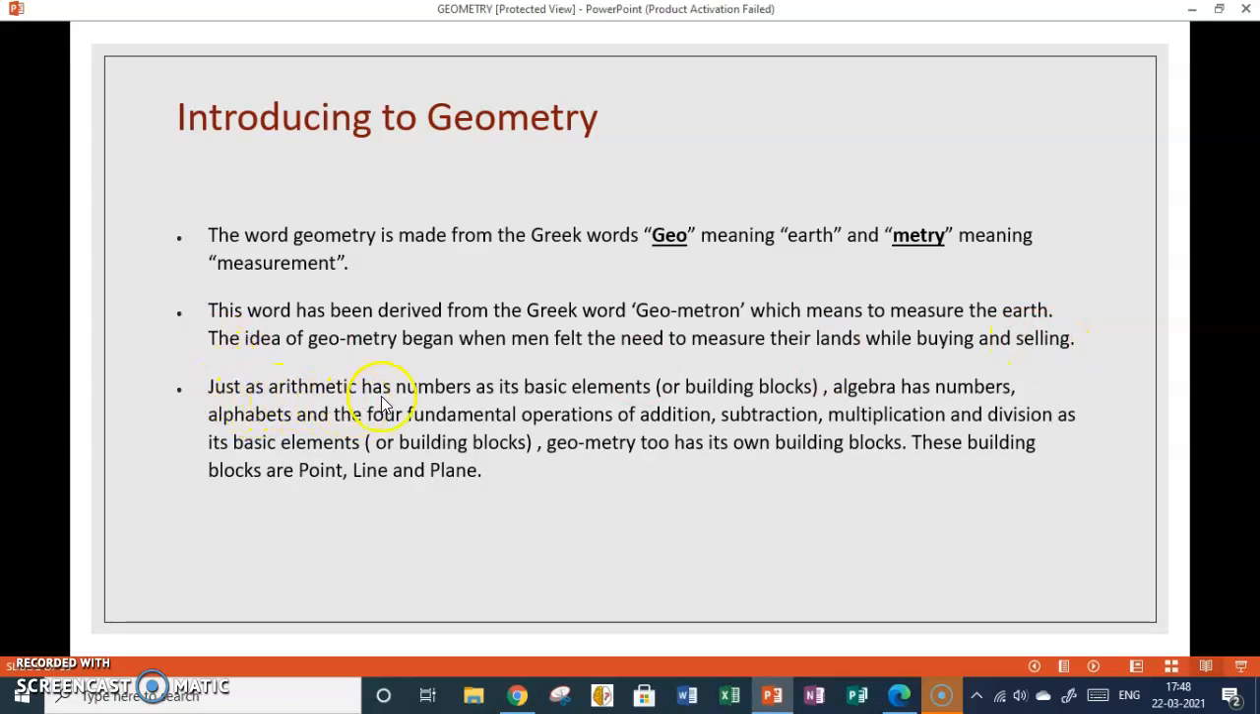Just as arithmetic has numbers as its basic elements or building blocks, algebra has numbers, alphabets, and the fundamental operations of addition, subtraction, multiplication, and division as its basic elements or building blocks. Geometry too has its own building blocks. These building blocks are point, line, and plane.